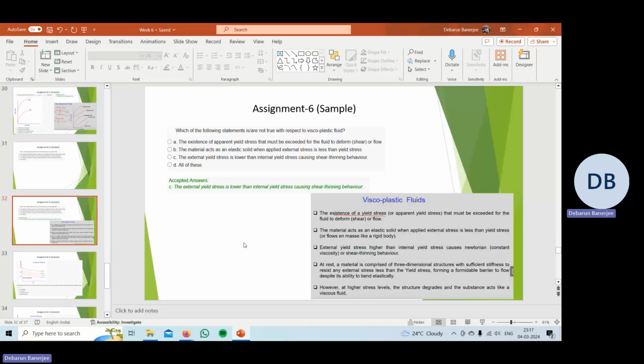The correct answer is C. The external yield stress is lower than the internal yield stress, causing shear thinning behavior. It is basically wrong for viscoplastic fluid. Correct: the external yield stress is actually higher than the internal yield stress, which causes the shear thinning behavior or Newtonian behavior.